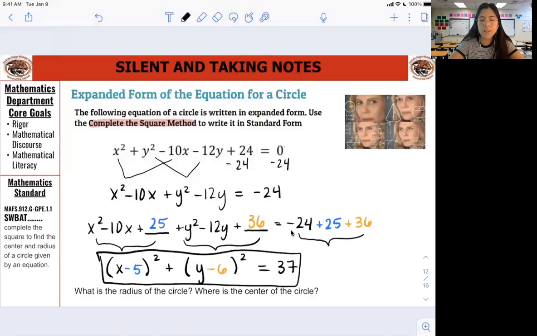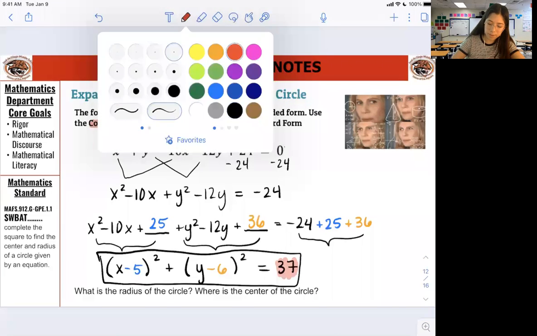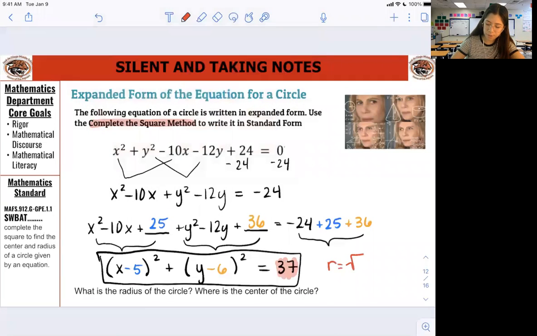So, what's the radius of the circle? What's the radius? Okay, so is it exactly 6.08, Perla? How'd you get that number? The square root of 37. So actually the radius, we're just gonna leave it as the square root of 37.